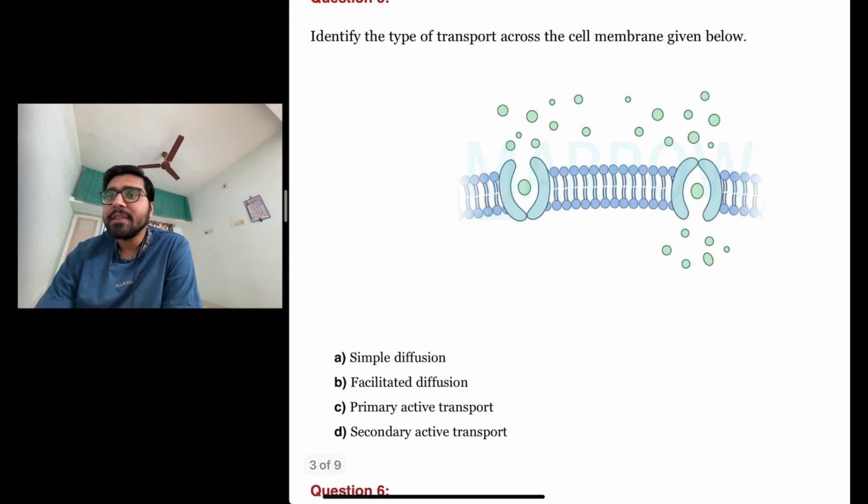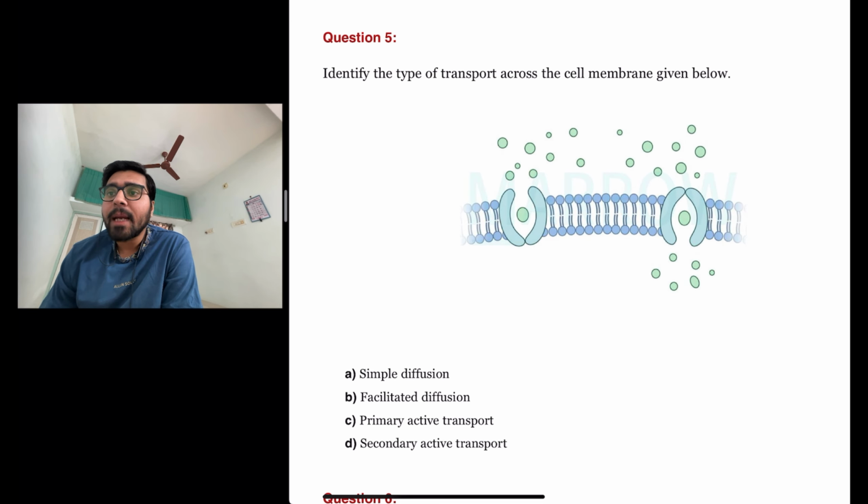The next question is, identify the type of transport across the cell membrane given below. This transport is suggestive of molecules moving across a membrane with the help of a carrier protein. So this type of transport is known as facilitated transport. So the answer is option B, facilitated transport.